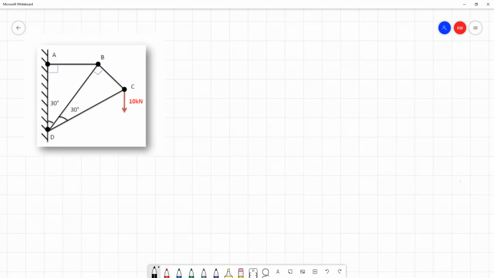Important to note that there's not a member at AD. These are just 2 points that join our structure to the support wall. We're only interested in the members joining the other points.